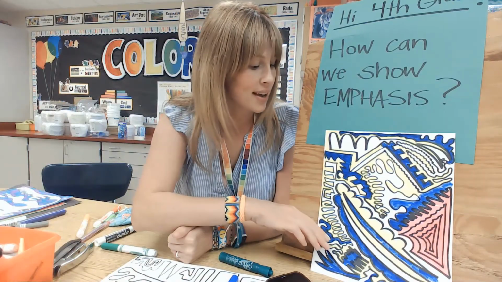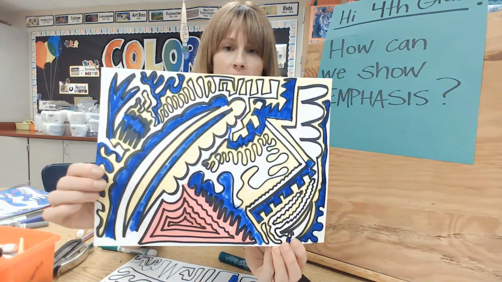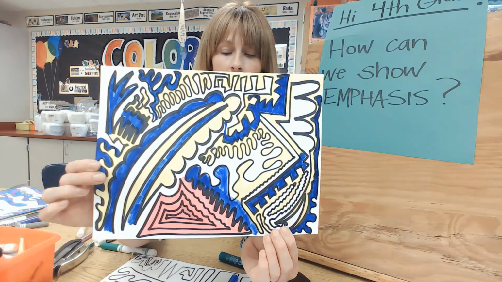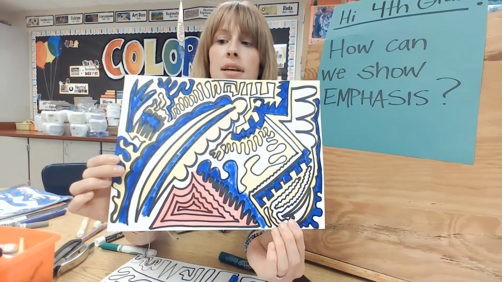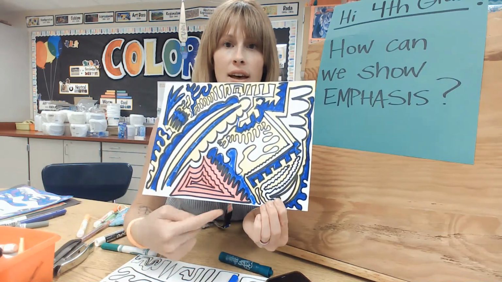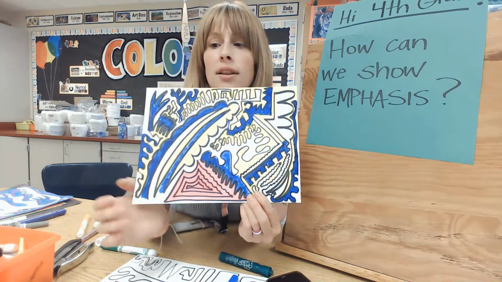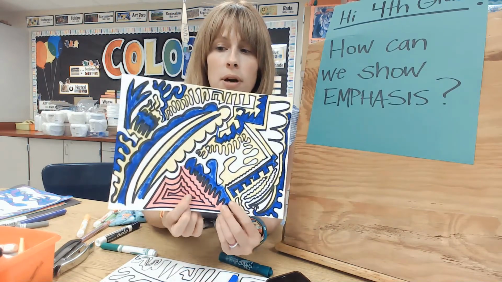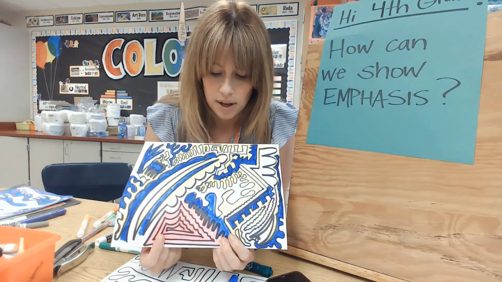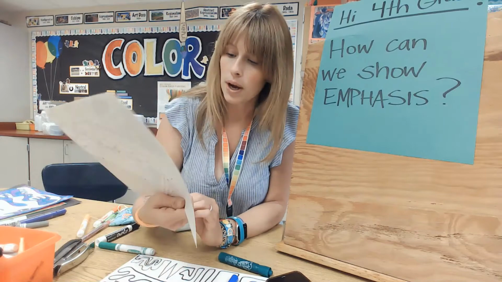Hey, fourth grade. Okay, so I finished up my emphasis picture, and I showed my emphasis where? Where's the part that stands out to you? All right, if you picked the pink area, then you have got it. So I added emphasis by changing the color down here and making this part pink and making all of the other parts blue and yellow. And since that's kind of the part that's different, it stands out and adds emphasis.